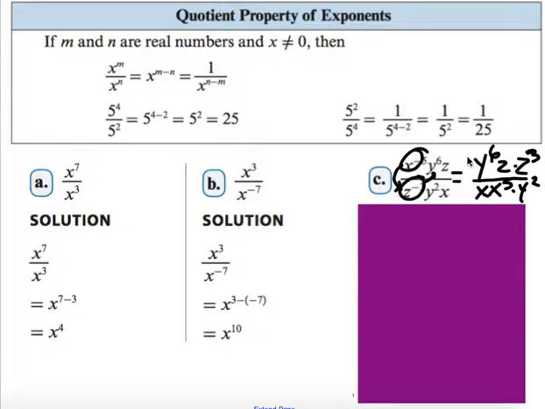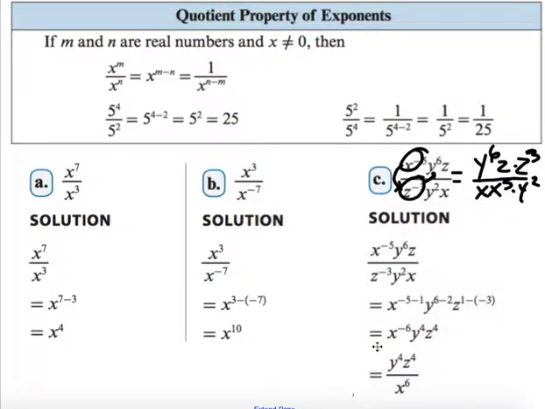And the only thing I have to do is get rid of the y's that are in common. So I end up with y to the 4th, z to the 4th divided by x to the 6th. And then you can see this other way to do it by just subtracting. So there's multiple ways to do it.